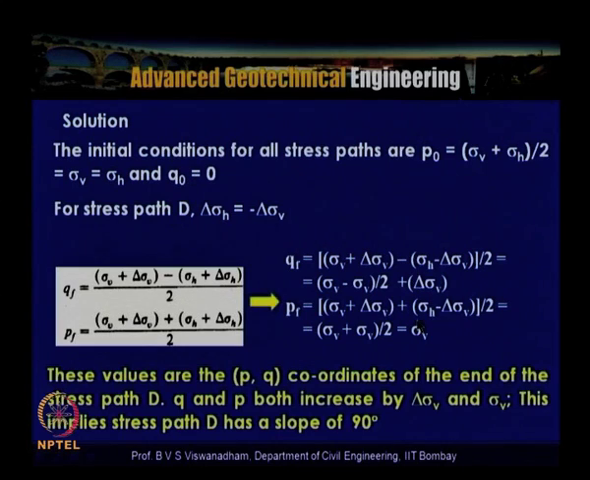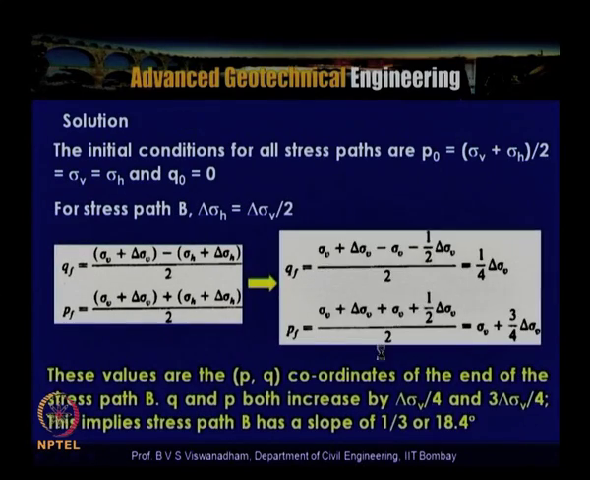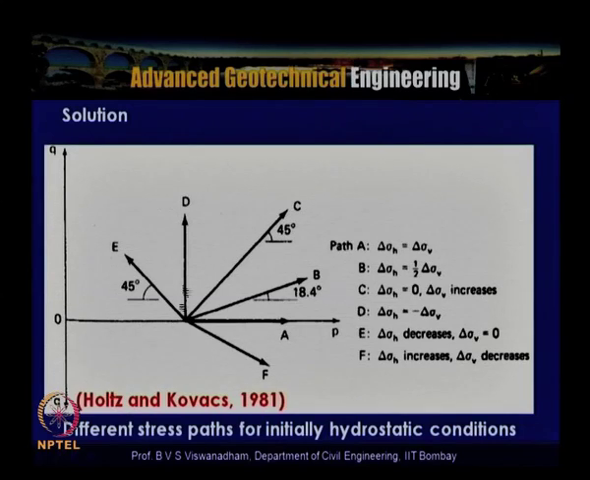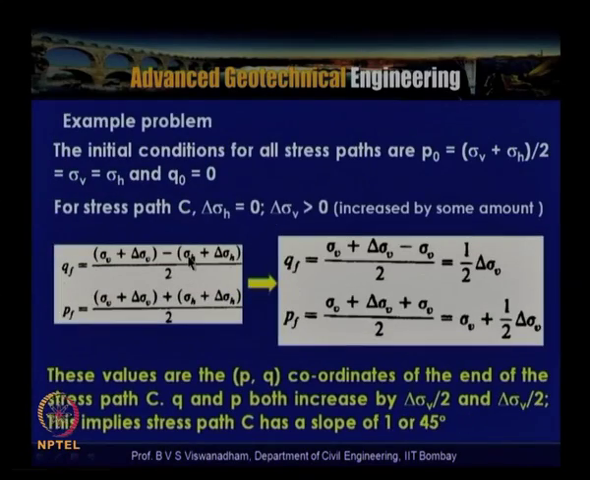So the values of Q and P, the coordinates of the end of stress path D, both increase by delta sigma V, and this implies that stress path D has a slope of 90 degrees. That is the reason why you can see that the stress path is traversing vertically up. When delta sigma H is equal to minus delta sigma V, it traverses up here with a 90 degree slope.